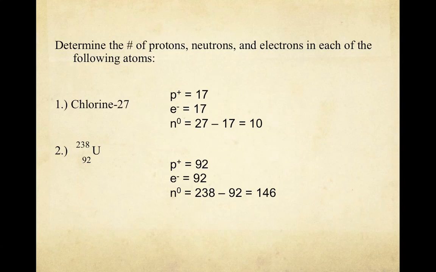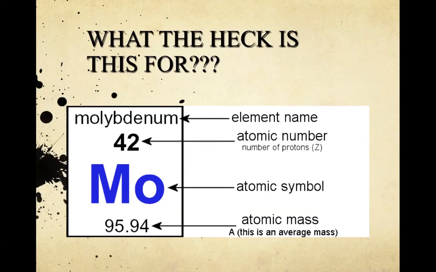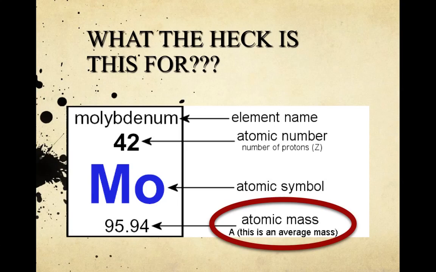92 equals 146 neutrons. So something you might notice is that as you get higher up into the elements, chlorine is only number 17, you have very few neutrons. So chlorine has 17 protons and only 10 neutrons. But when you get up into the higher elements, you have 92 protons and then 146 neutrons. So the bigger elements, as you get higher up, start gaining a lot and a lot and a lot more neutrons.